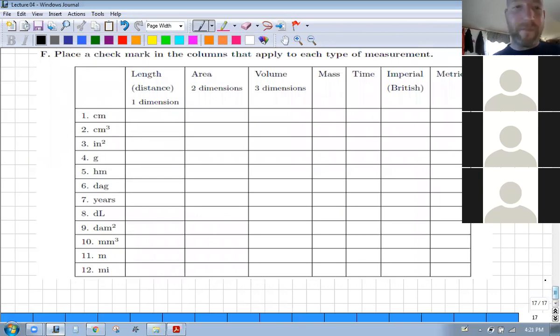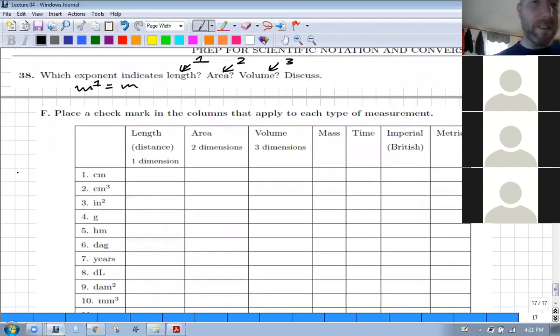All right, cm is what, a centimeter, right? And a centimeter is a length. And as far as imperial or metric, that is metric because it's a centimeter, and the meter is the basis of length in the metric system.